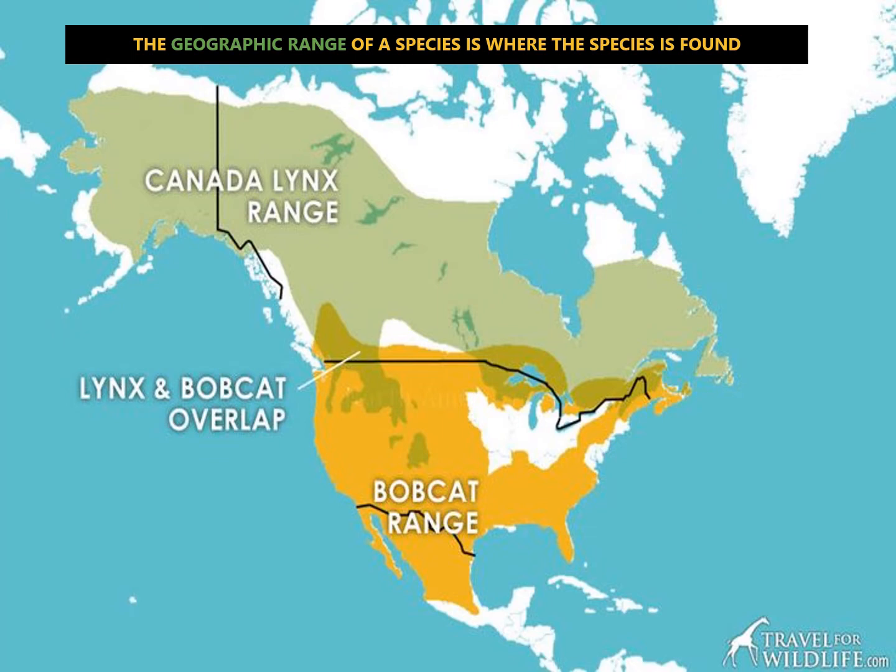Why is the Canada lynx range up here and the bobcat range down here? What's going on? Why is there overlap here but not anywhere else? Those are the types of biogeographical questions that you can start to get into.